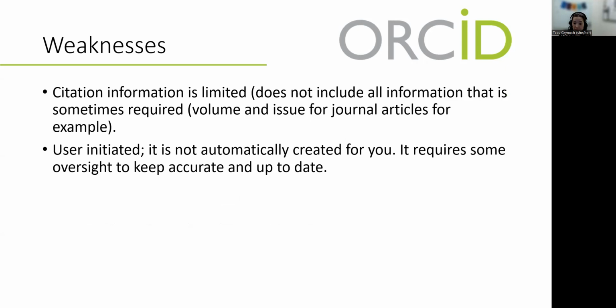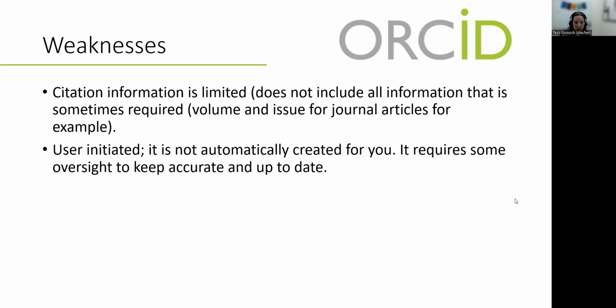There are some weaknesses or drawbacks to ORCID, however. So the first one being that the citation information that is in there, we find is limited. So it does not include all the information that is sometimes required, such as volume and issue for journal articles, for example. And this is user initiated. So the researcher has to take the time to create the record, and it requires some oversight to keep accurate and up to date.